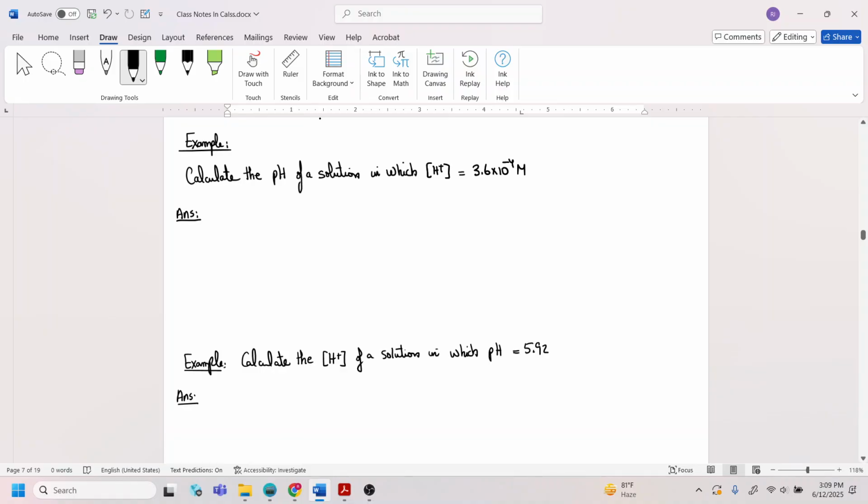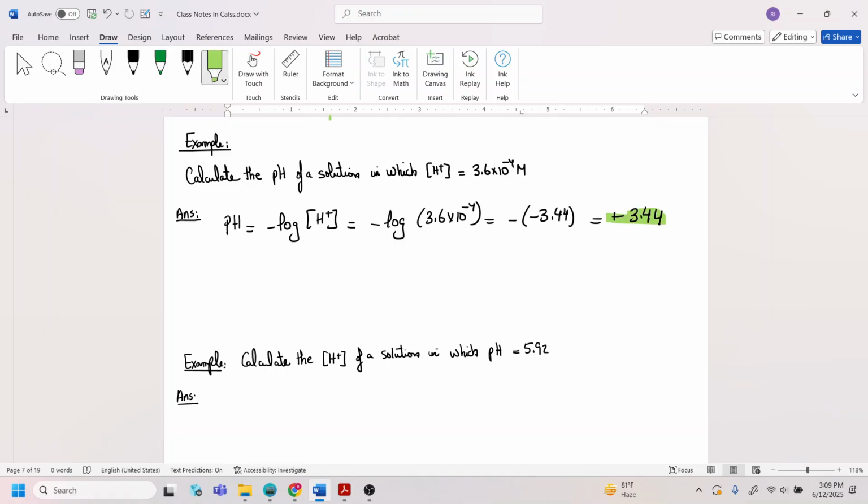Let's do another example. Calculate the pH of the solution in which the concentration of the H plus is equal to that much. So it's a simple pH substitution in the actual equation. You are already given everything, so just put everything together. 3.6 times 10 to the minus 4, and that is equal to minus 3.44. It's equal to positive 3.44. You guys, very important, pHs are always positive.